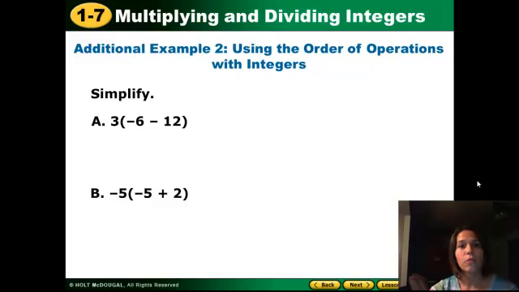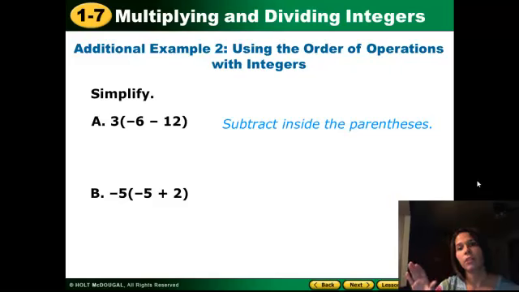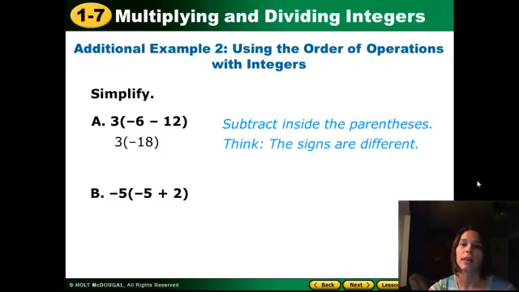I can also do multi-step problems with this using the order of operations and just paying attention to my coefficient in front of my parentheses and the sign with it. So first thing on simplifying for part A, let's do the parentheses. So subtract negative 6 minus 12. They're both negative, so I'm over here on the left-hand side of 0, and I just keep moving farther into the left-hand side of 0 to negative 18. Now I can go ahead and do my multiplication. My signs are different, so my final answer is going to be negative. 3 times 18 is 54, and I should already have my negative sign written.